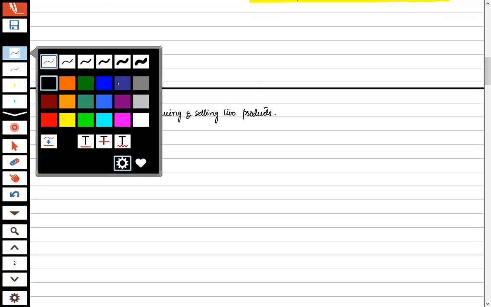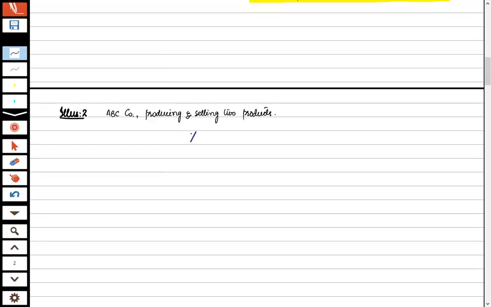And those two products are X and Y. Now details: direct material $8 and $5 per unit. Direct labor 7 and 6. Variable overhead 5 and 3. Fixed overhead 4 and 3.